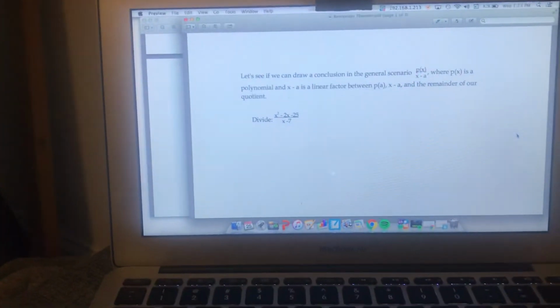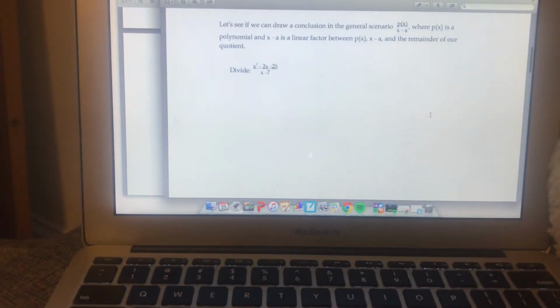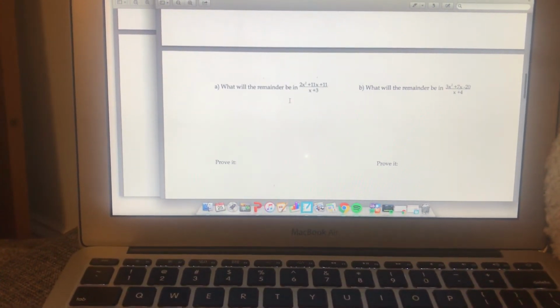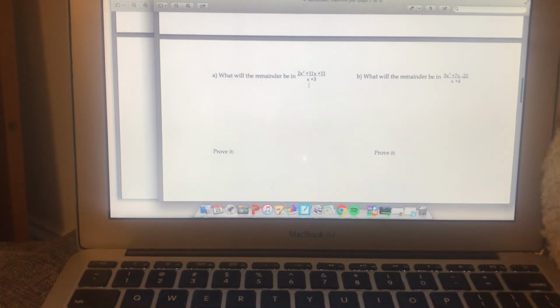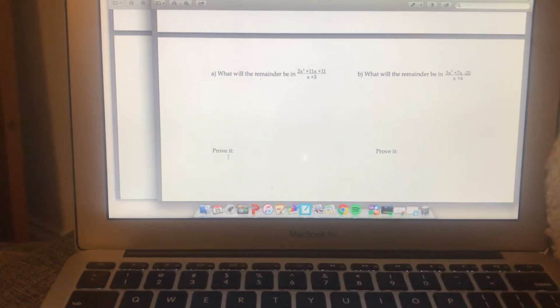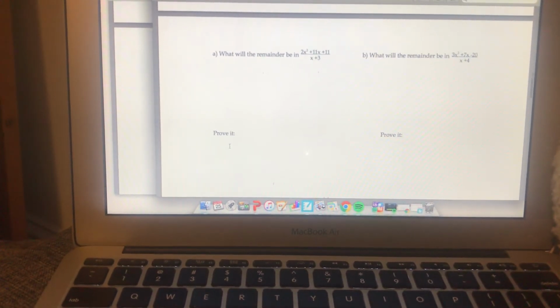At this point, you guys are good to rock and roll on your own. The next example, I want you to tell me what the remainder will be by using the remainder theorem. When I'm saying prove it, I actually want you to do the long division here.